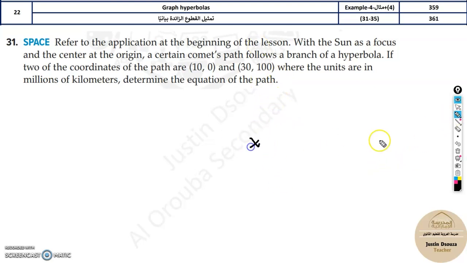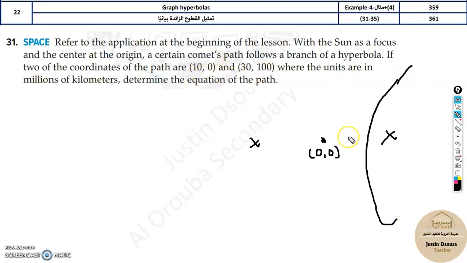They have given these two, and the center is origin. So now the center over here is (0, 0). And now they have told one more thing. The hyperbola is there, right? The path has two coordinates. Now this is very important. See, this is the thing. The two coordinates are given.